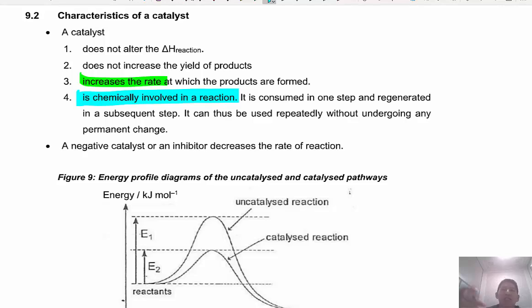Now, very interestingly, there's a negative catalyst, or what we call an inhibitor. These are the opposite of catalysts. They will decrease the rate of reaction. You may think, why do we want something that can decrease the rate of reaction? Sometimes we need it. In biology, this is a very important point. Students who study H2 biology will know more about this. Those of you who don't know, you may want to find out more. You can go and ask your friends.